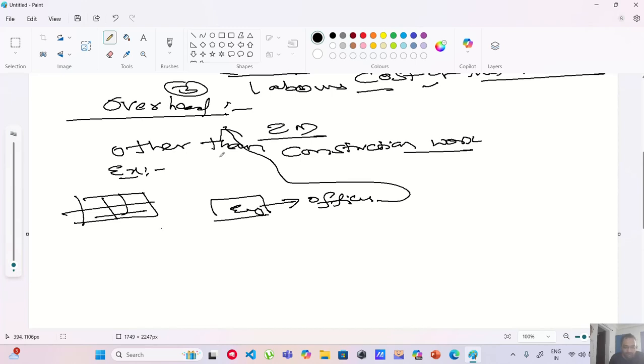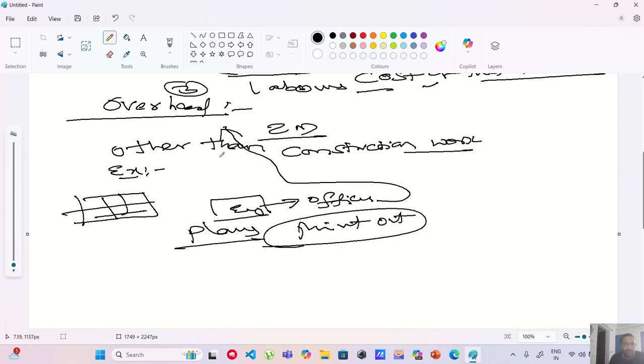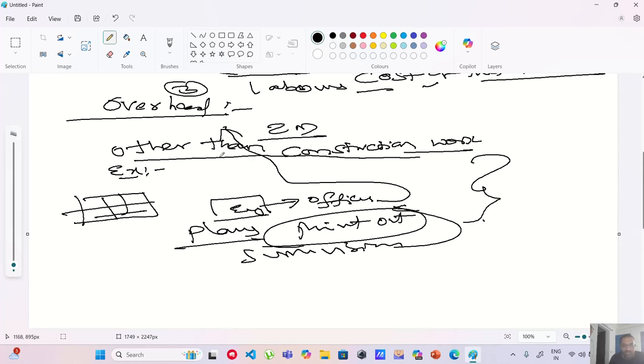The next one is plans. How do we verify how the work is going on at the site? By means of printouts. So printing is one of the overhead costs, and supervision is one of the overhead costs. These all come under overhead cost, so anything other than the construction work we can call an overhead cost. From the start I have been continuously saying work, work, work.